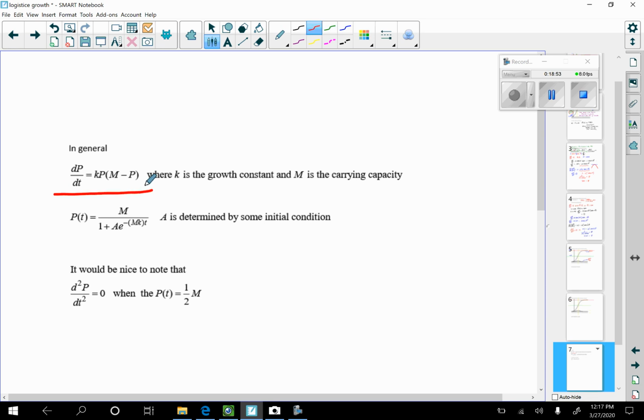K is the constant growth. M is the carrying capacity, just like the model we just looked at. You might have to look at that. K is the growth constant, which in our case, what was that growth constant? It was 0.0003. That was our K in our example. The maximum capacity in our example was 1,000.